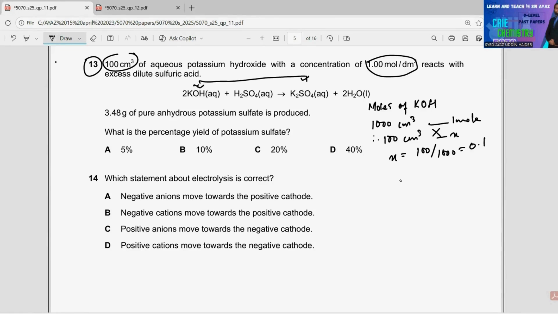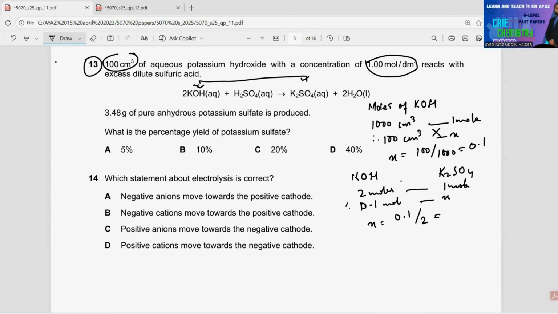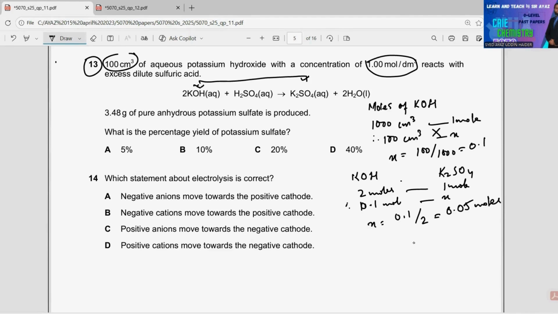Now, the relationship between KOH and K2SO4 is 2 moles producing 1 mole, therefore 0.1 mole produces X mole. So X is equal to 0.1 divided by 2, and it becomes 0.05 moles. These are the moles of K2SO4.